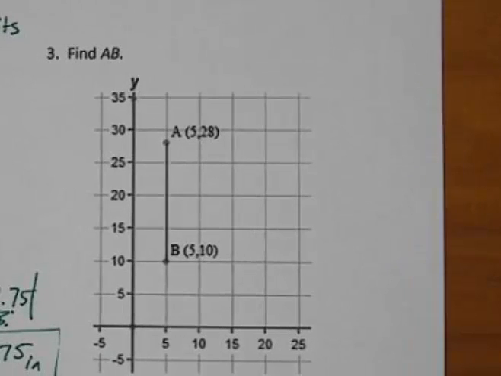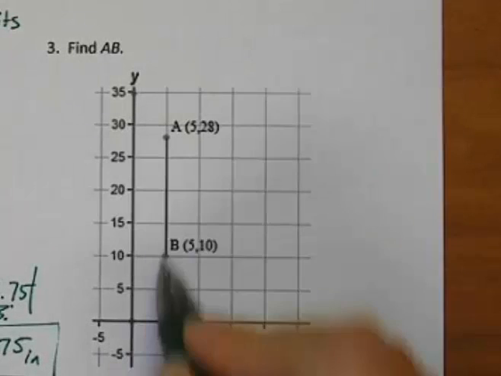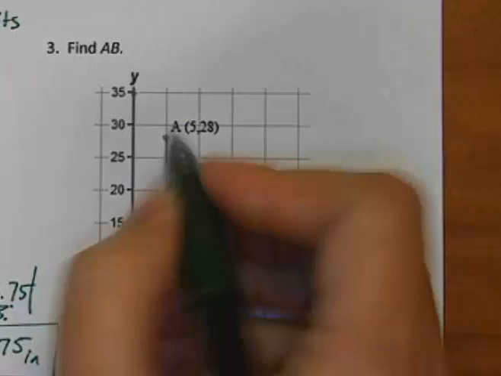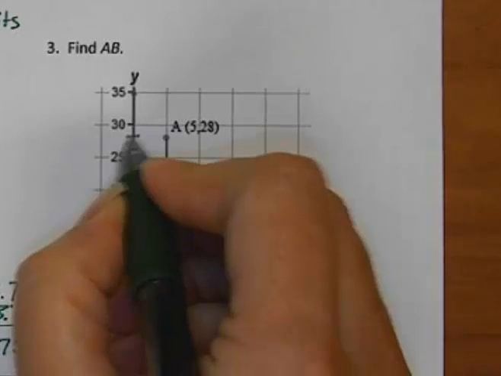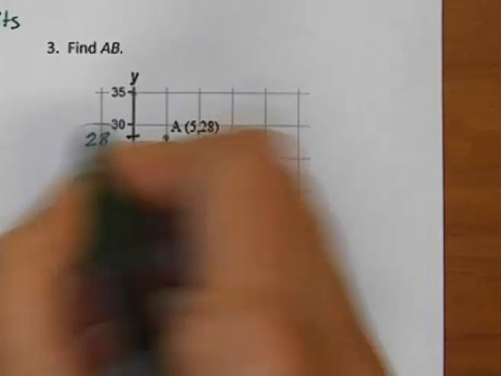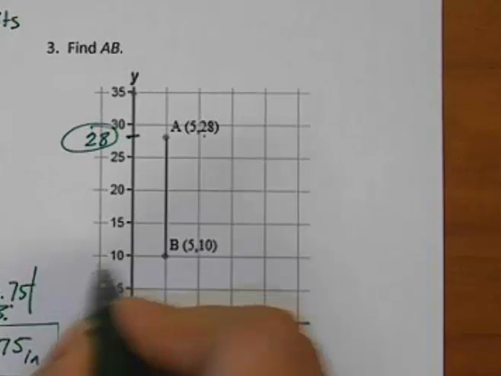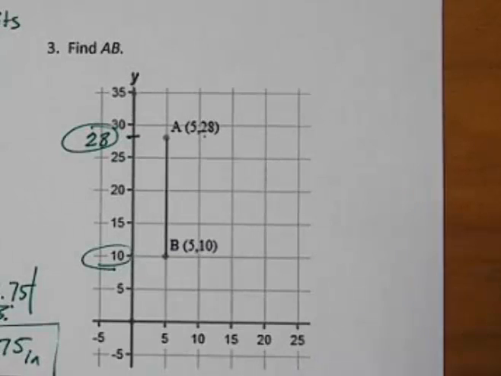And our final example. For finding AB on this grid, like we saw in number 1, we're going to use the coordinates of the axis, in this case the y-axis, since this is a vertical line. Where is point A on the y-axis? We can find that its y-coordinate is listed as 28. And down to B, they show us 10 for the y-coordinate, and that matches up with the grid.